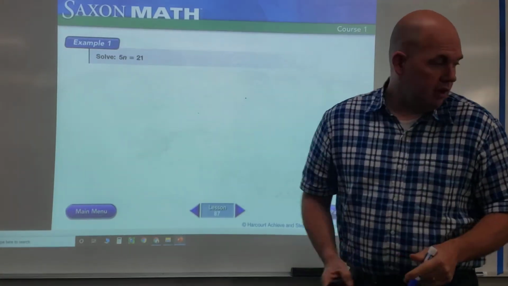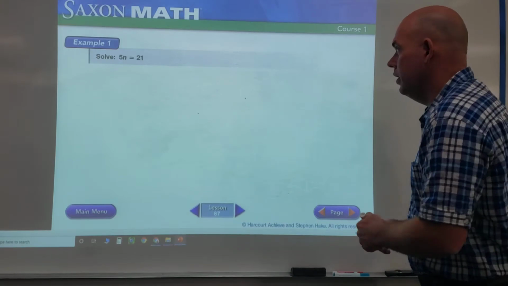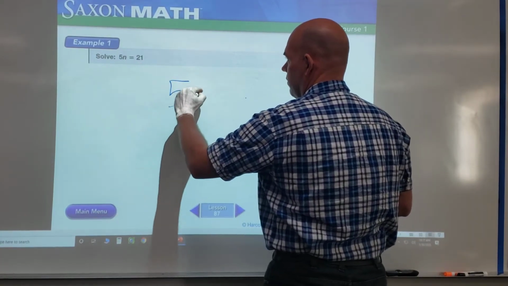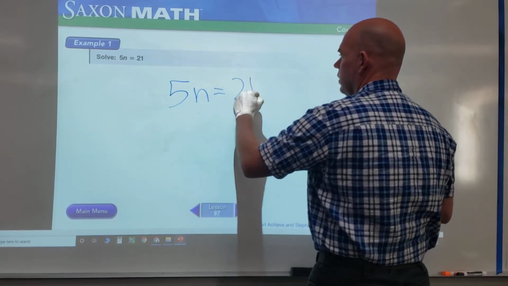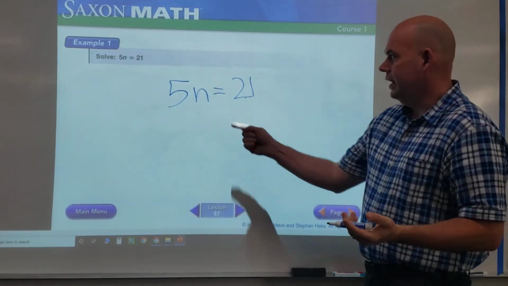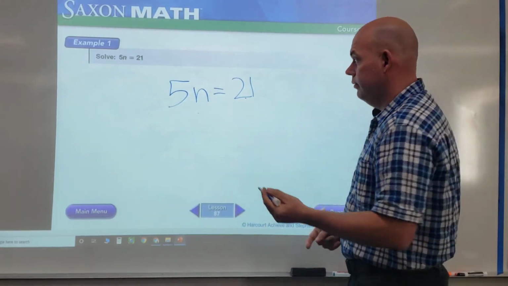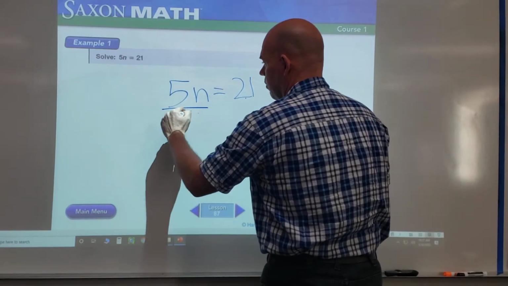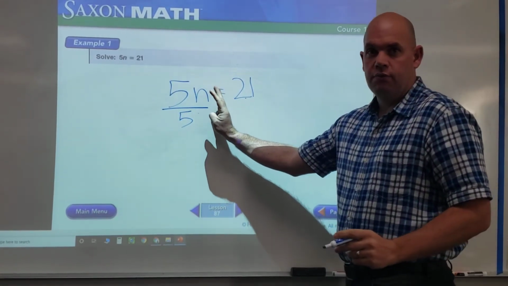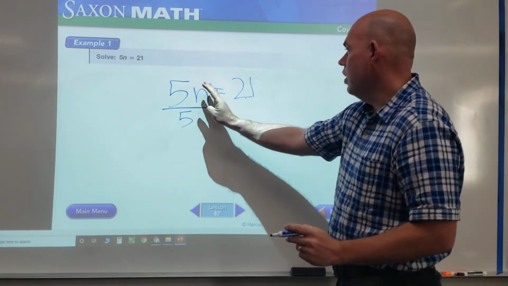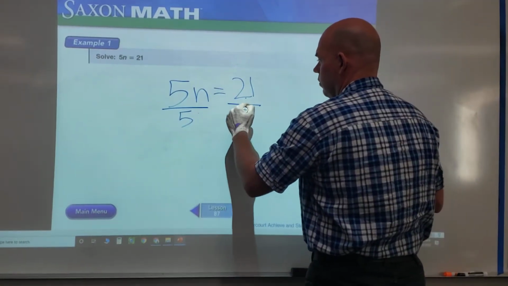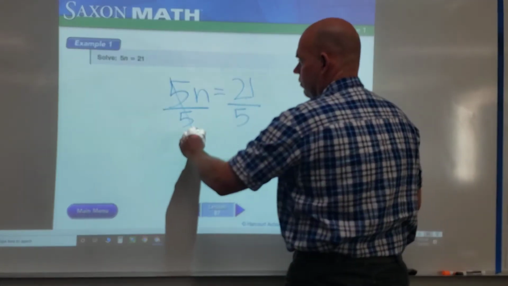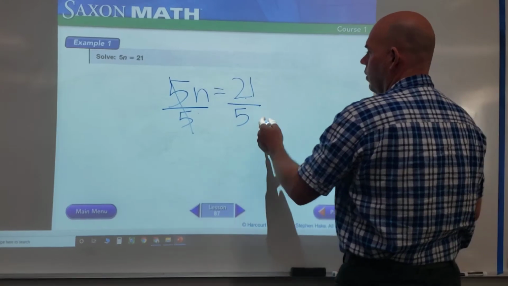All right, so if we take an unknown number, like 5n equals 21. I'm going to write this a little bigger for you. We know that we need to get the unknown number by itself. So if we're multiplying right now, we're going to do the opposite of that and divide by 5. If we divide by 5 on this side of the equation, we also have to do it on this side. That will cancel this out, so we get n here, and here we just have 21 divided by 5.